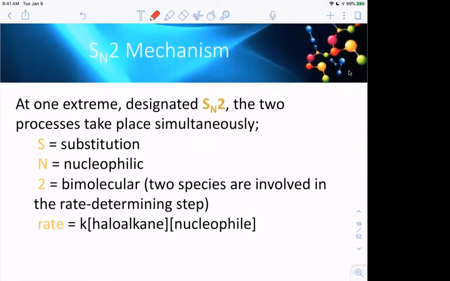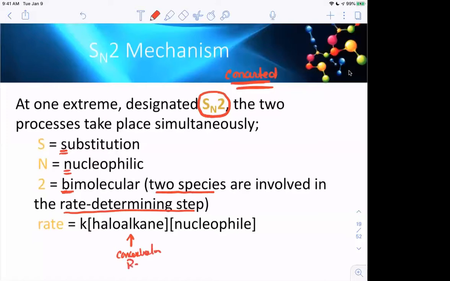Now, this is called the concerted mechanism. It's called an SN2 mechanism. So this is substitution nucleophilic bimolecular. So substitution nucleophilic, the 2 refers to bimolecular because 2 species are involved in the rate determining step. So the rate of this reaction is dependent on both the concentration of the alkyl halide and the concentration of the nucleophile. Remember, these brackets are equal to molarity, which is equal to moles per liter, which is a concentration.